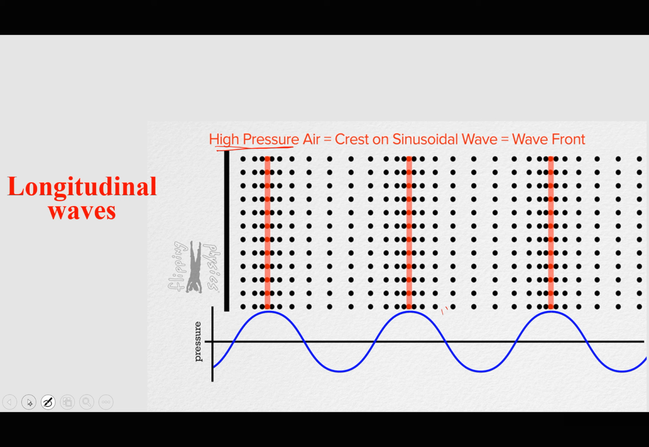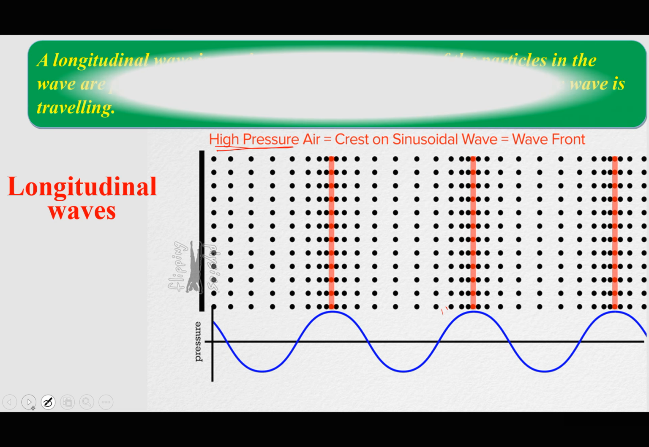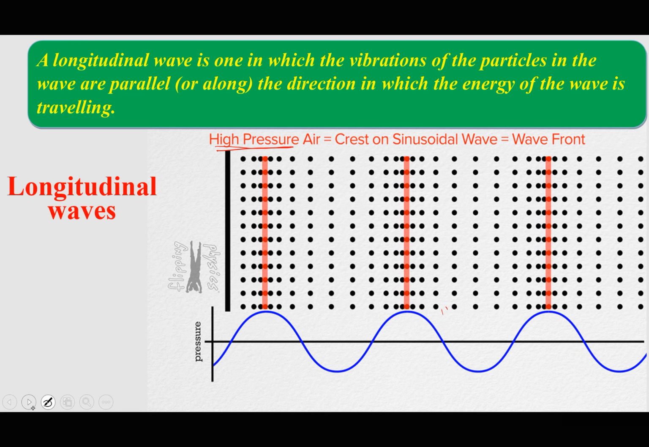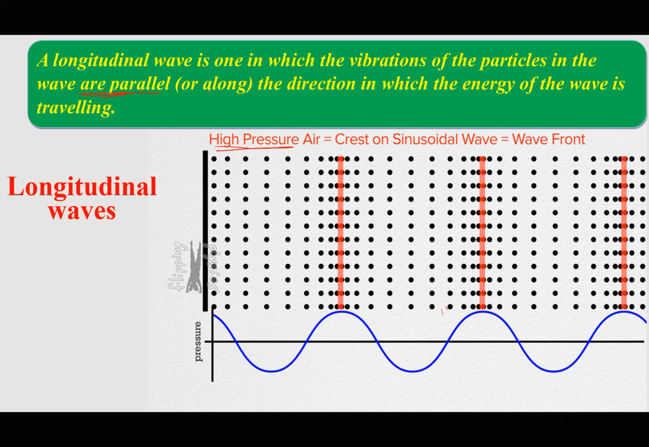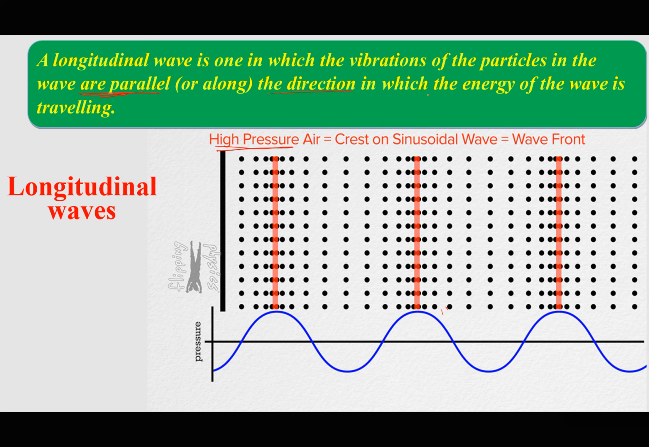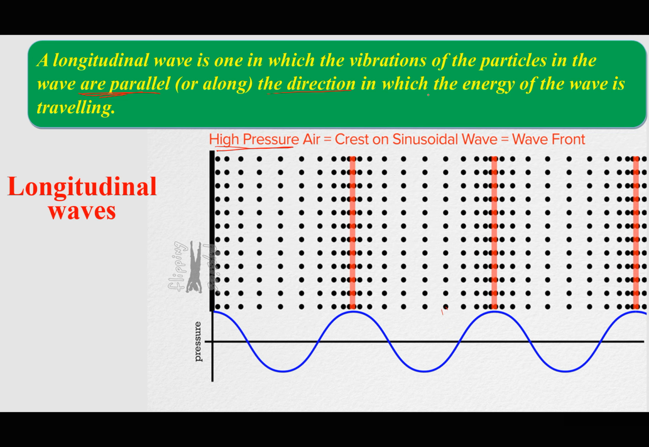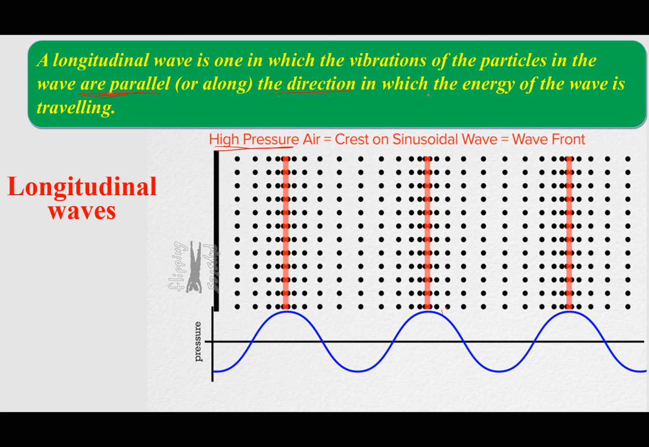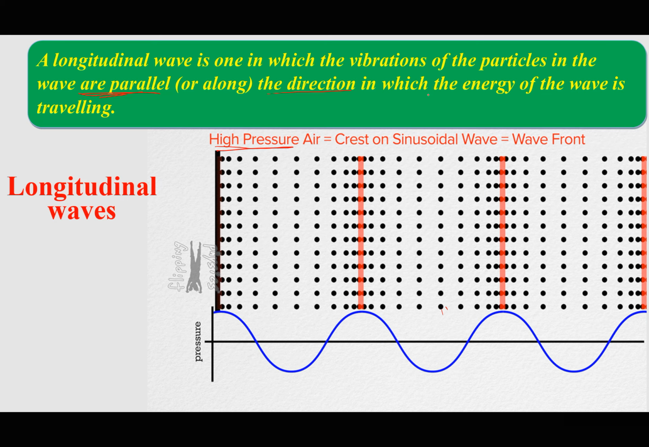We shall instead call it a compression if we are talking about a longitudinal wave. So a longitudinal wave is one in which the vibrations of the particles in the wave are parallel. So we say the particles vibrate parallel or along the direction in which the energy of the wave is traveling, or the direction in which the energy of the wave is propagating. So for a longitudinal wave, the particles vibrate parallel to the direction of propagation of wave energy.